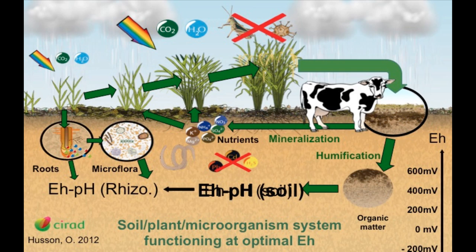And then you can have N2O emission and methane emission. So greenhouse gas emissions are favored by a peak of emission at 0 millivolts around, so very low redox. The neutral is 400, zero is already very low.